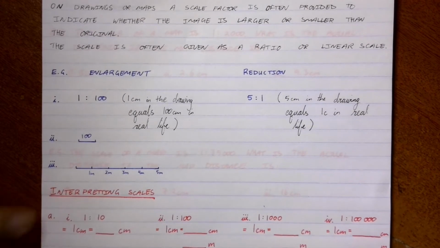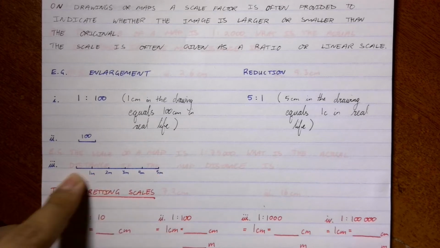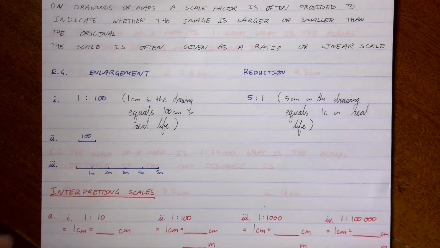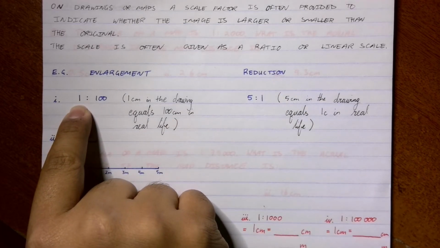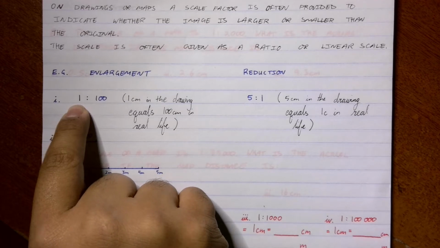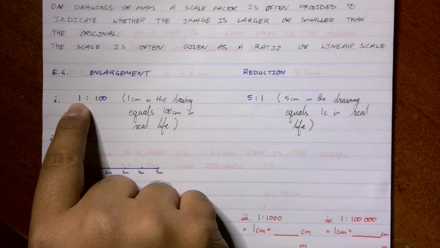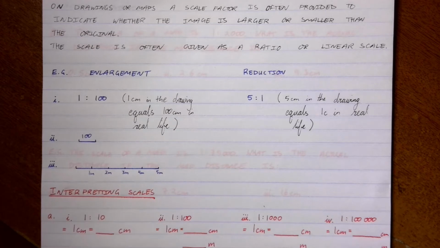And sometimes it's even given as a full scale like so, meaning each of these intervals is 1 centimeter. So every centimeter is equal to 1 meter, or 1 is to 100 centimeters. Notice how the smaller number is on the left, meaning what you're seeing versus what it actually is. So 1 centimeter in the drawing is equal to 100 centimeters in real life.